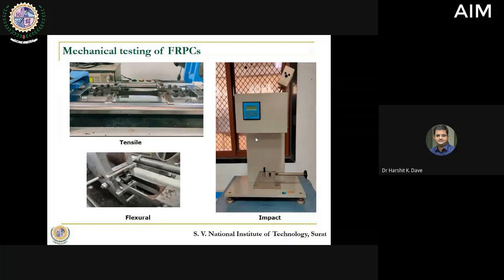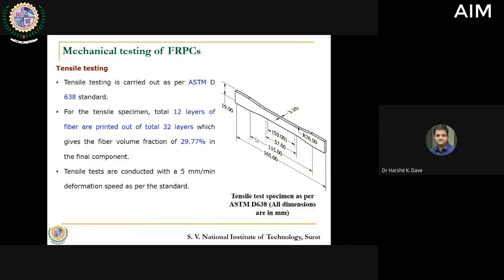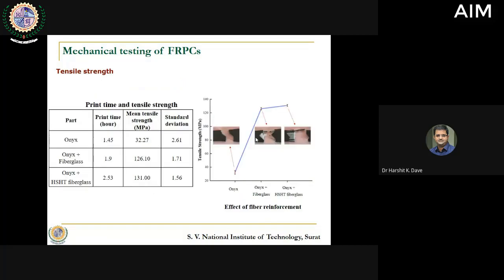We have initiated this task, and recently we are working on tensile, flexural and impact testing. The primary test that we have carried out suggests that in the tensile testing, we tried to maintain overall 30% of the fiber volume fraction in the final component. And as per the ASTM standard, we tried to print it.